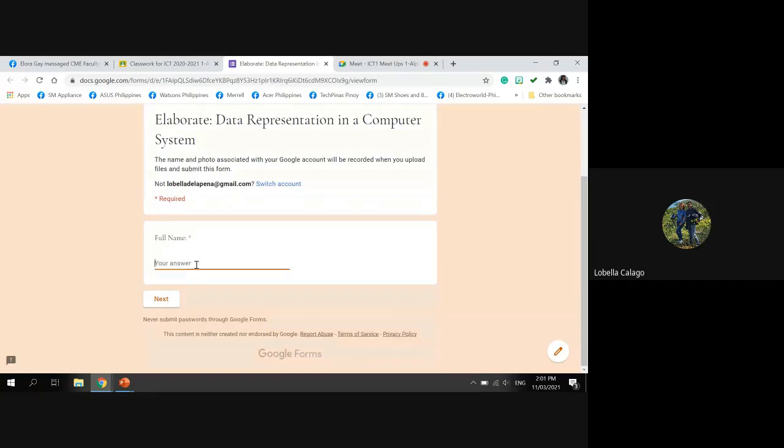So you just type your full name. For example, this is your full name. Be sure to write and encode the full name, because how can I score you if you're not using your full name? Okay, and then just click next.